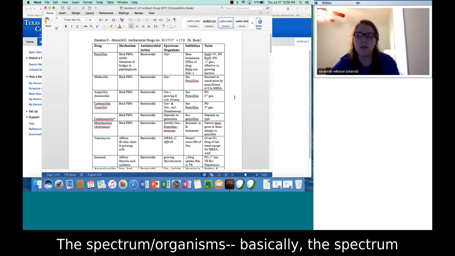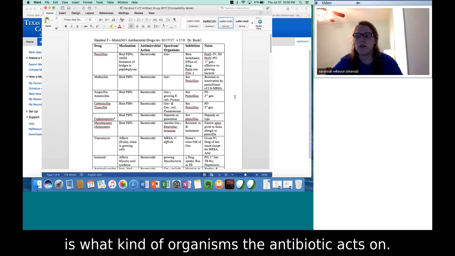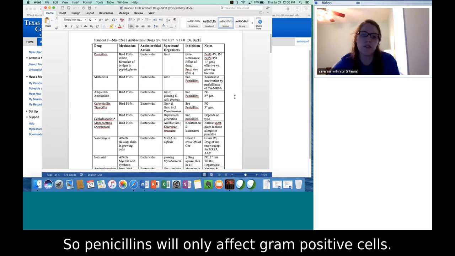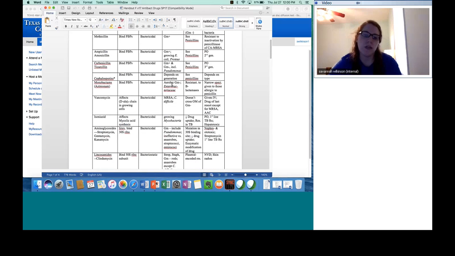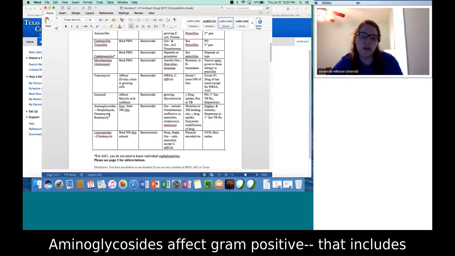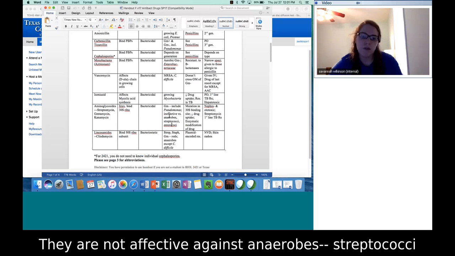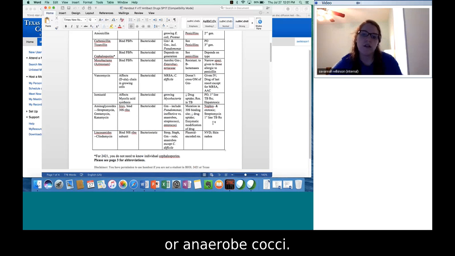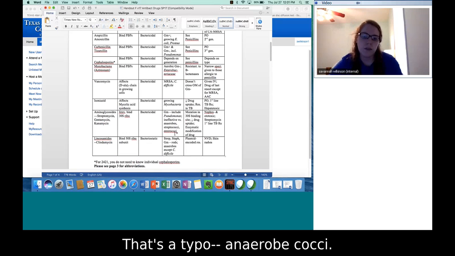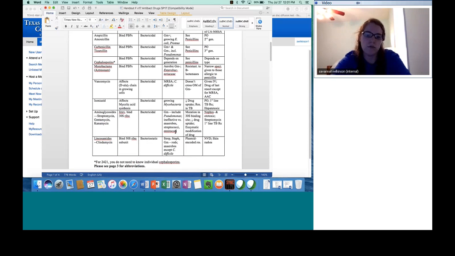The spectrum or organisms, basically the spectrum is what kind of organisms the antibiotic acts on. So penicillins will only affect gram-positive cells. Aminoglycosides affect gram-negatives. That includes Pseudomonas. They are not effective against anaerobes, streptococci, or enterococci. What's the type of enterococci? Yeah. Okay. So that's how you read that.